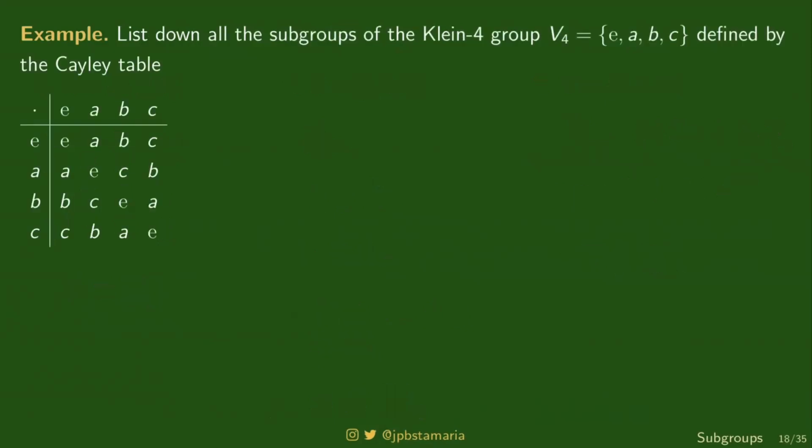Okay. Alright, so I have given you here the Cayley table for the Klein 4 group V sub 4. Okay, this is the Klein 4 group V sub 4, and I want you to list down all the subgroups of the Klein 4 group.